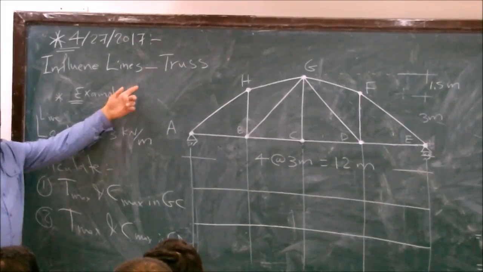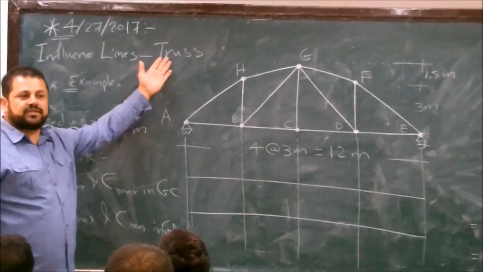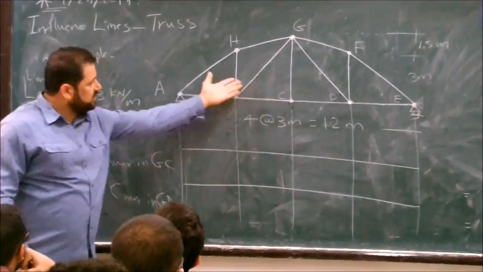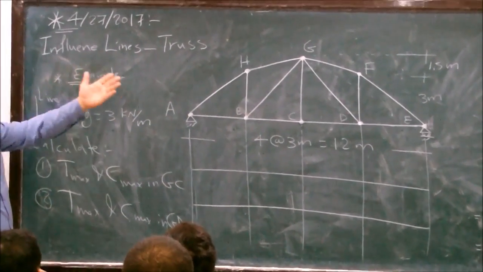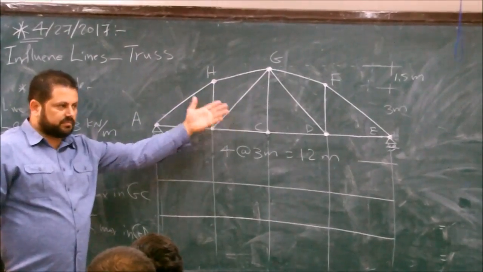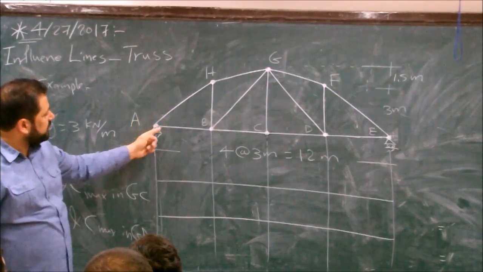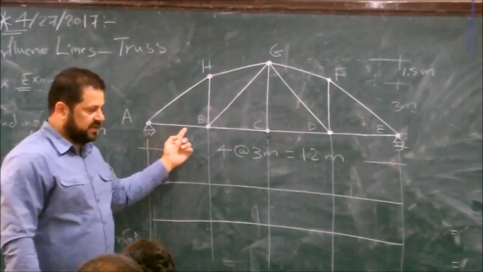Okay guys, the last subject we are covering is the influence lines for trusses. Influence line for a truss. We have the following truss. The question is, construct the influence line for any member. Calculate the force in any member due to a moving load at the bottom chord of the truss.